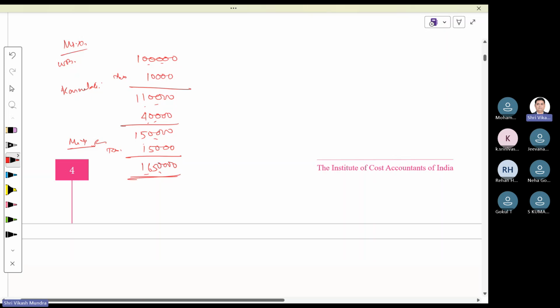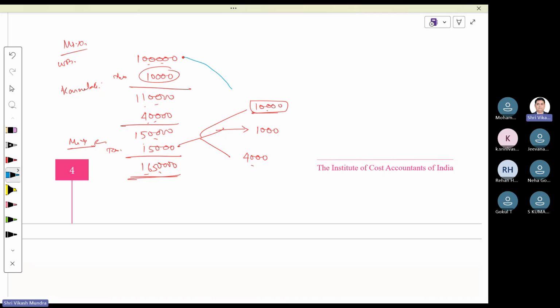Can I say that the breakup of this 15,000 is like this? 10,000, 1,000, and 4,000. Can I say that this 10,000 and this 10,000 are the same figure? That means the levy of tax is on this common base, that is 1 lakh, my cost is 1 lakh. That is 10% of it. That means these are taxed twice. Can I say this is double taxation?